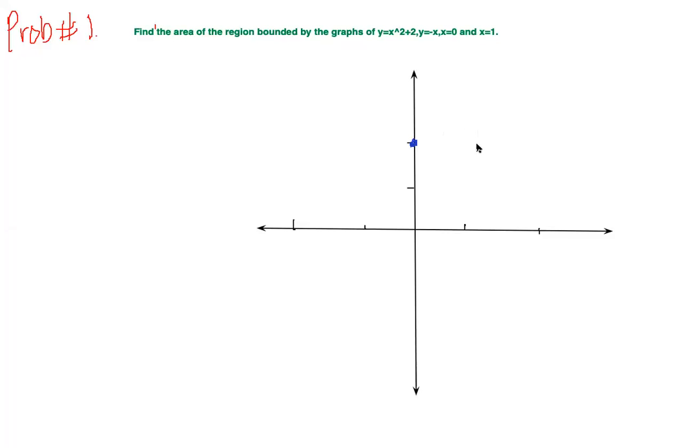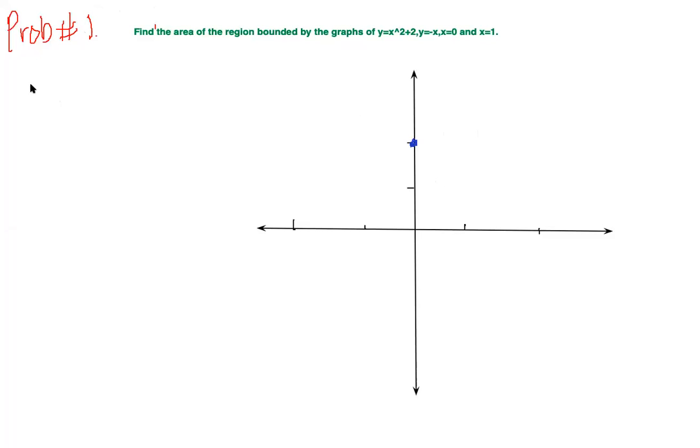Problem number 1: find the area of the region bounded by the graphs of y equals x squared plus 2, y equals negative x, x equals 0, and x equals 1. So to find the area, let's sketch the graph of the given functions first.